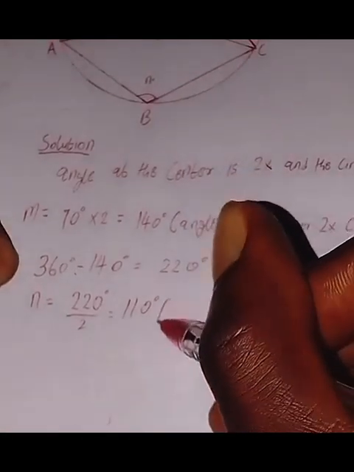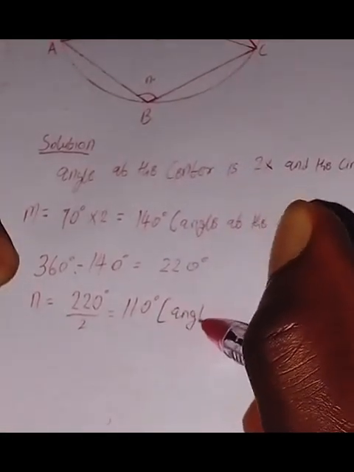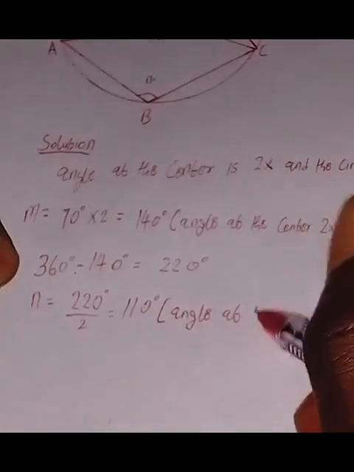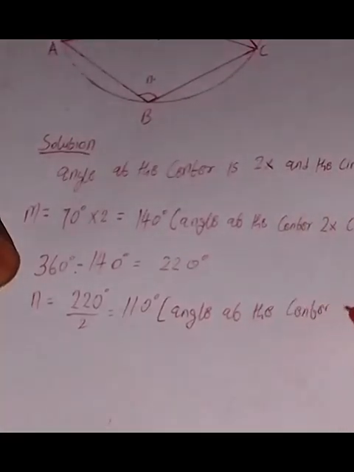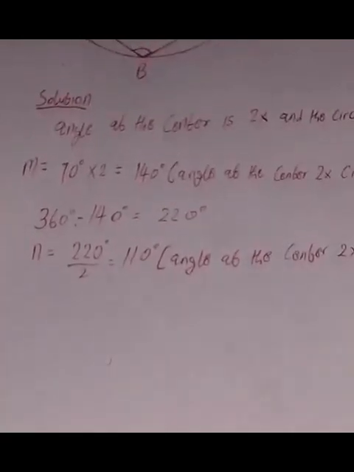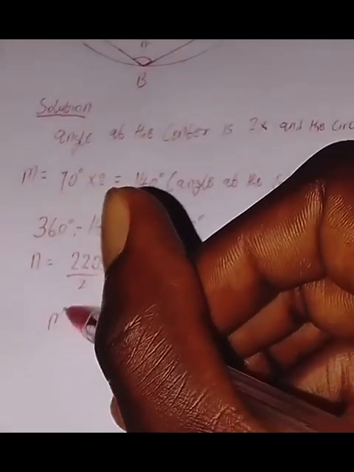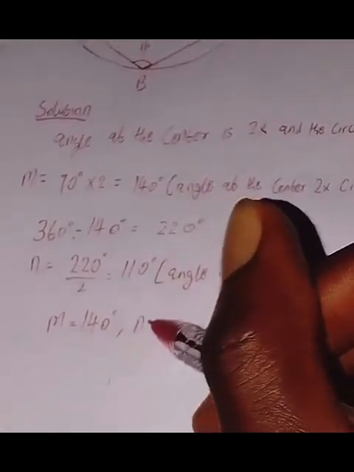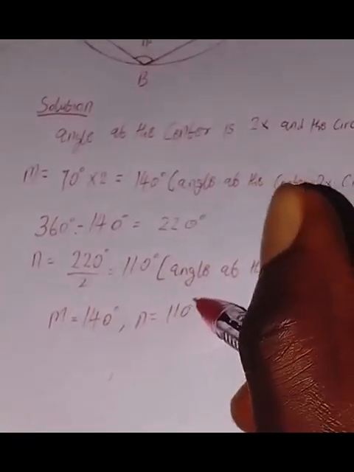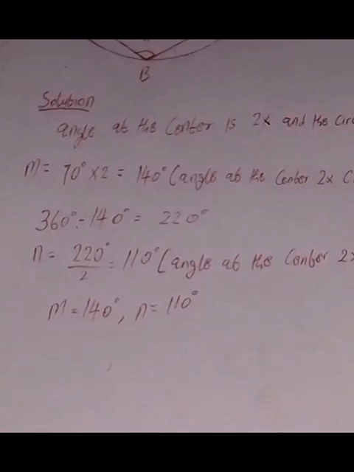That's because the angle at the center is twice that of the circumference. So from here we have gotten our M and our N. M is 140 degrees and N is 110 degrees. So that is our final answer.